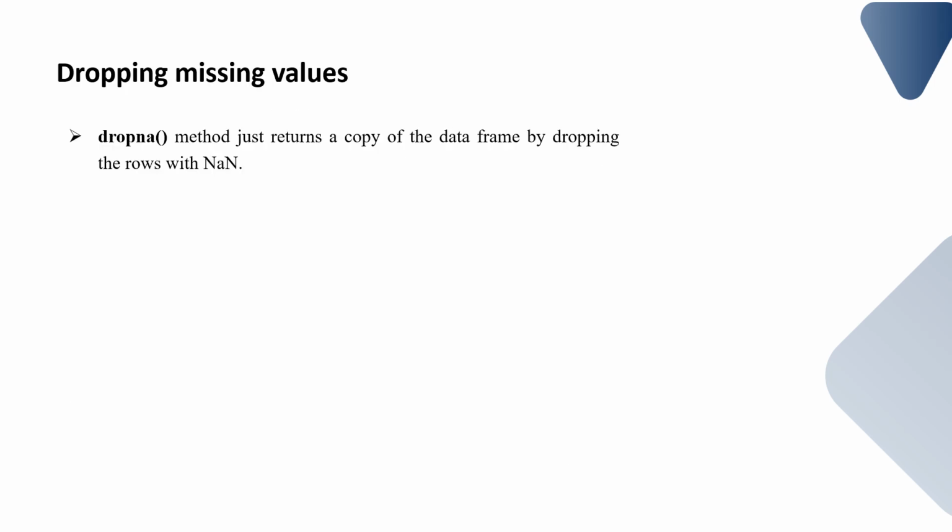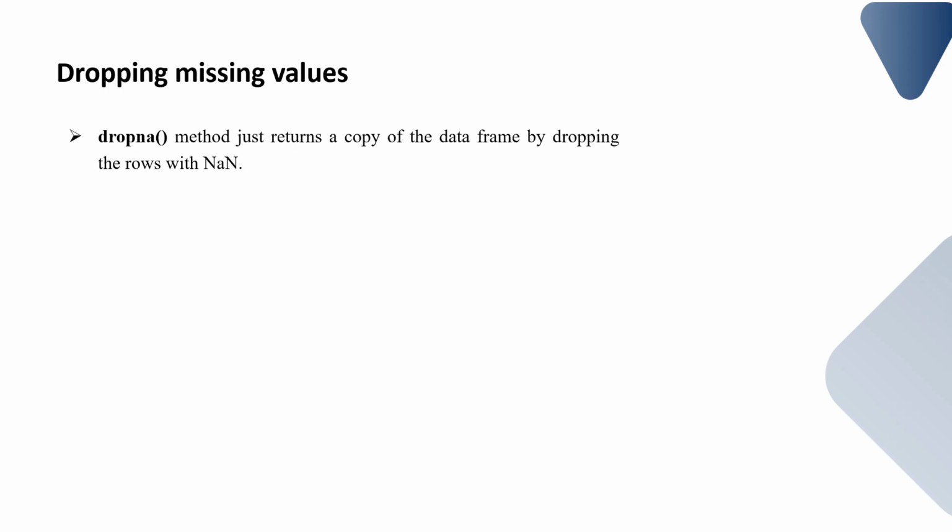Next, dropping missing values. Before, we saw how to find missing values and how to fill the missing values. Here we are using dropping missing values. How to drop the missing values? Missing values such as NaN values. To drop the missing values, we use the method dropna.